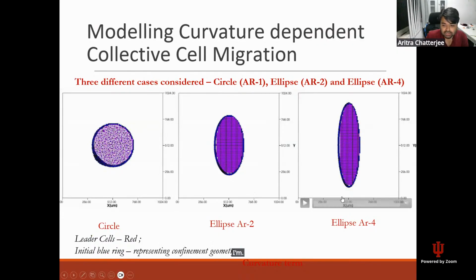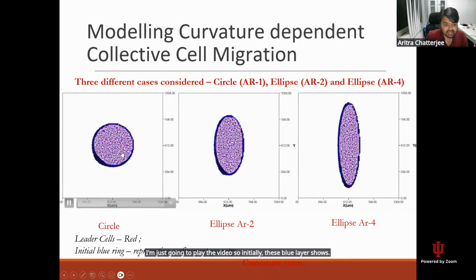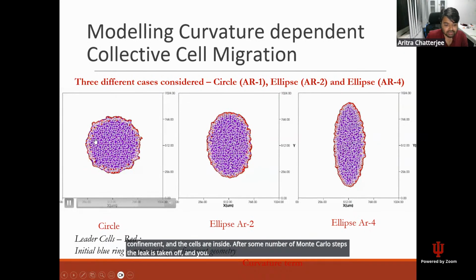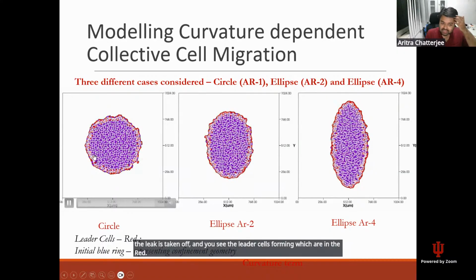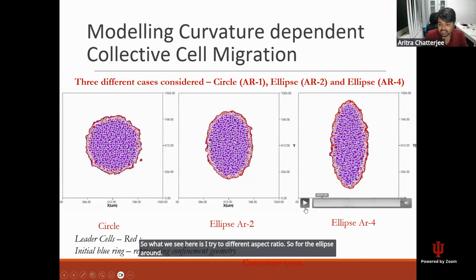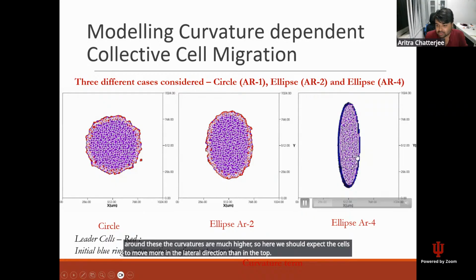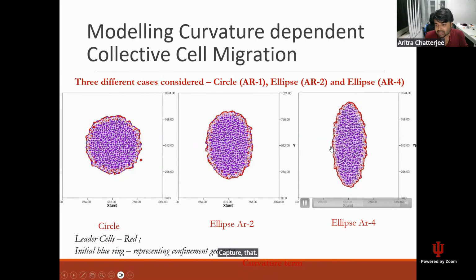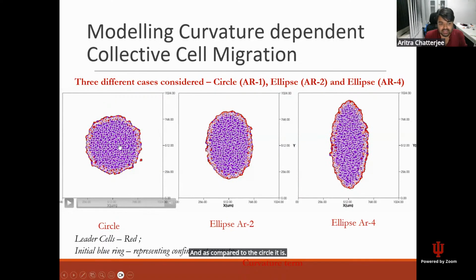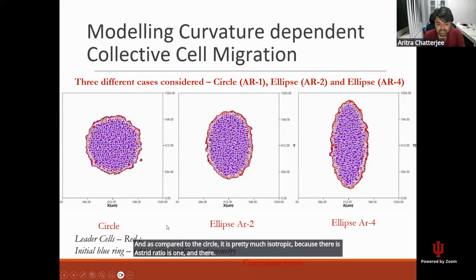I'm just going to play the video. So initially, this blue layer shows the confinement and the cells are inside. After some number of Monte Carlo steps, the lid is taken off and you see the leader cells forming, which are in red. So what we see here is I tried with different aspect ratios. For the ellipse, the curvatures are much higher, so here we should expect the cells to move more in the lateral direction than at the top. If I just play it again, you see that this kind of behavior is captured, where these cells are migrating more sideways. As compared to the circle, it is pretty much isotropic because the aspect ratio is 1 and there is no curvature, which is a constant.